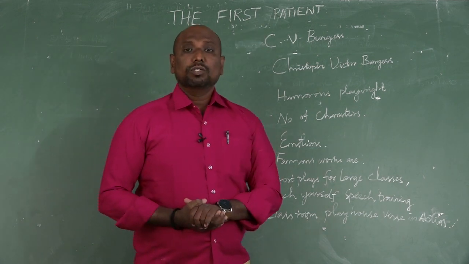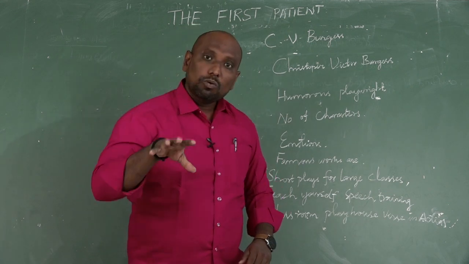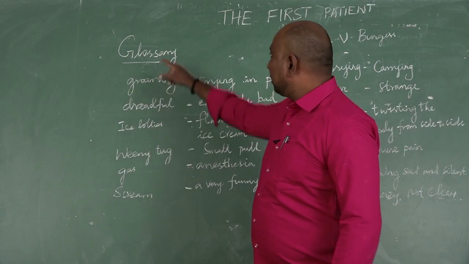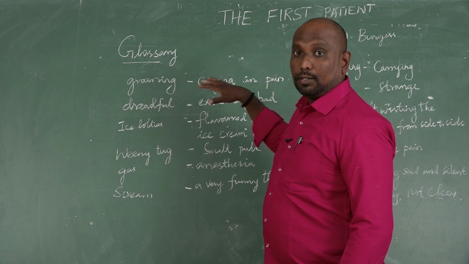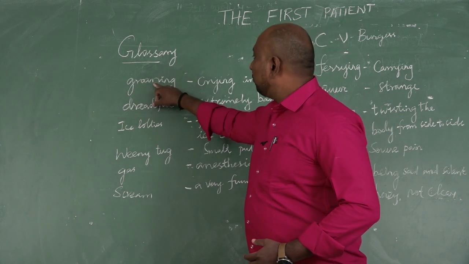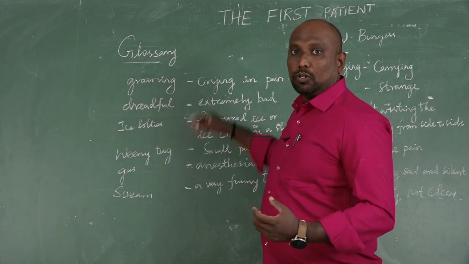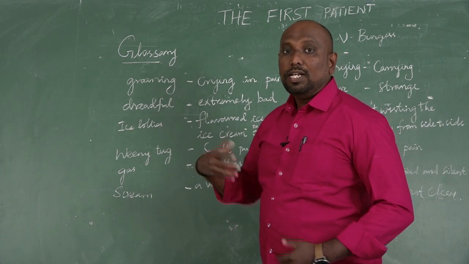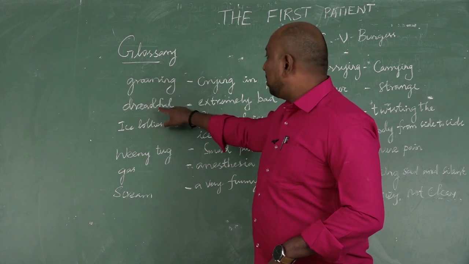Before going into the story, the outline of the story, first we must know the strange words, the hard words given in the book bag. Let us see the glossary. We should know the meaning of these words, then it is easy to understand the story. First one, groaning. What is the meaning? Crying in pain, with sound. It's not only crying, but with pain. That is called groaning.